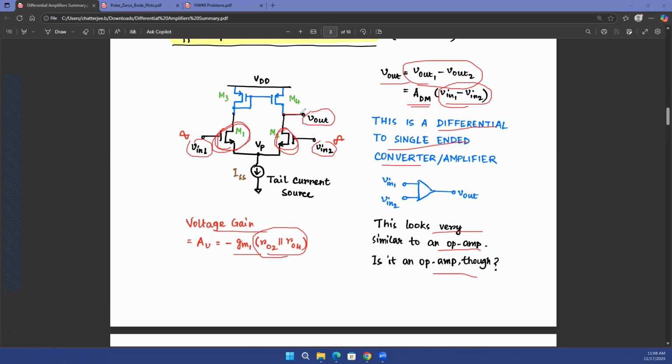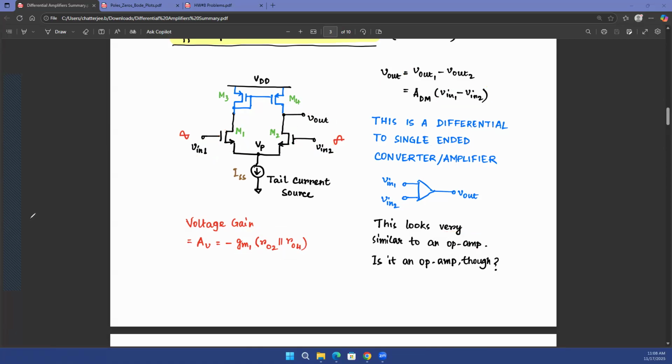What is the resistance at the output terminal? Looking up at the drain of M4, you see RO4. Looking down at the drain of M2, you'll see RO2. So at the output terminal, you have RO2 in parallel with RO4. That's the output resistance. That multiplied with the input transistor's GM will give you the overall voltage gain.